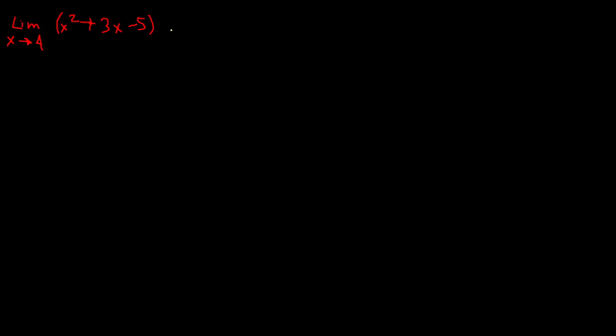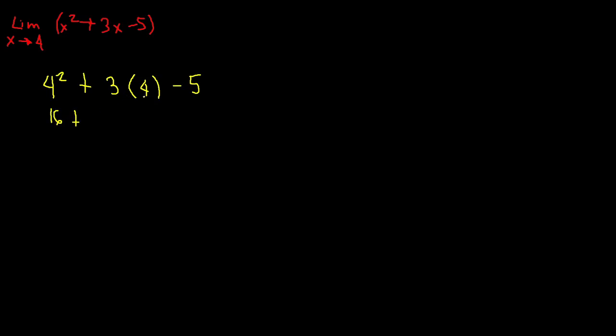Okay, so substitute na natin ito. So, x squared plus 3x minus 5. Ito ay magiging 4 squared, diba? Kasi yung x pinalitan natin ng 4, plus 3 times 4 minus 5. Tama?